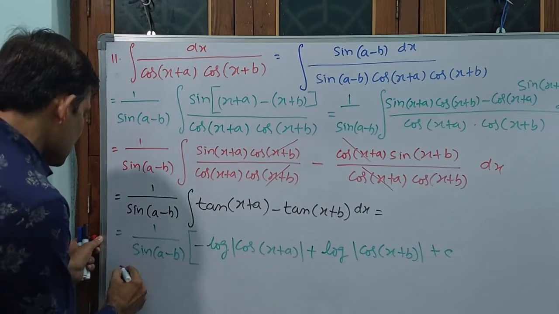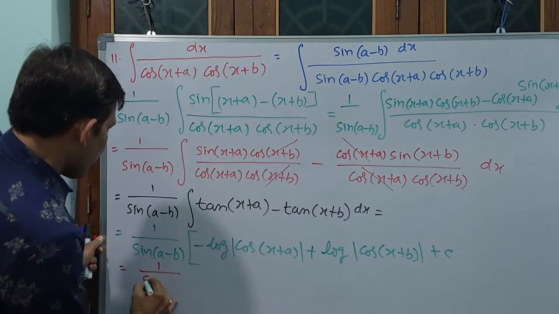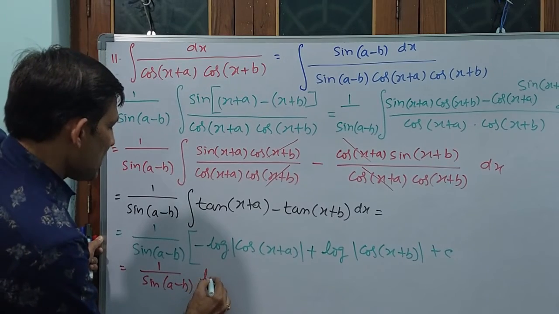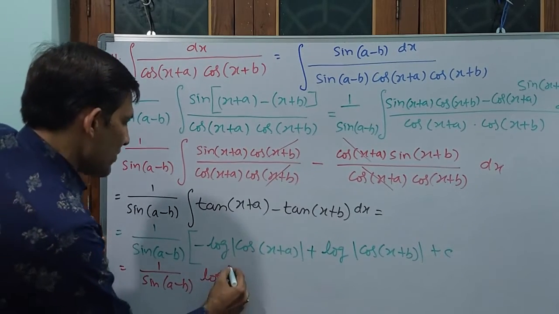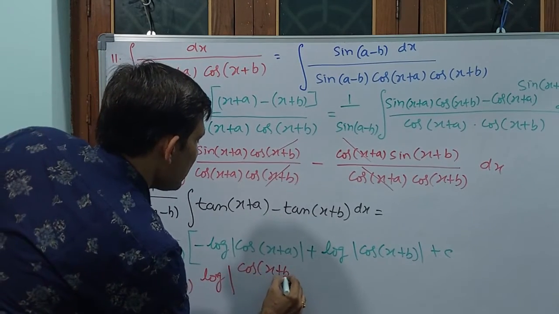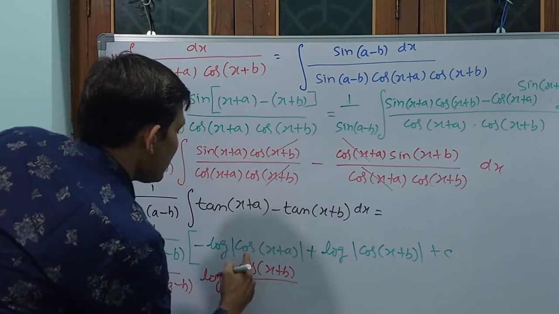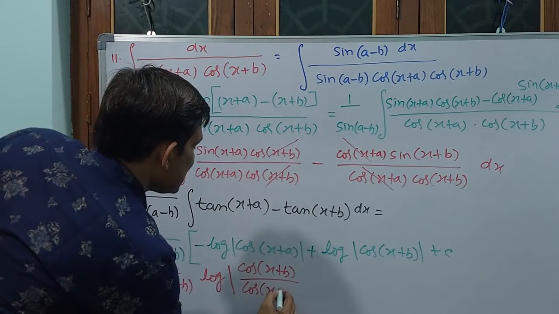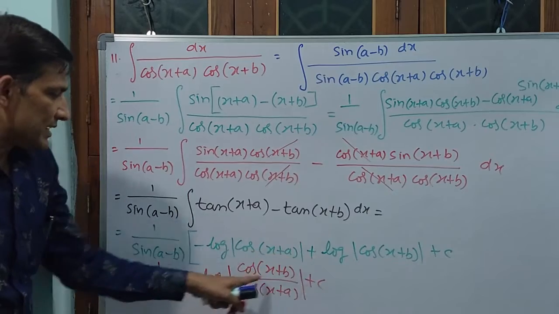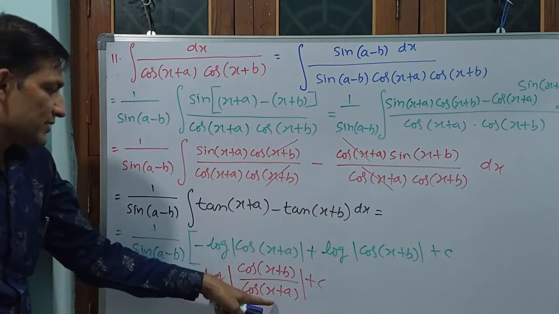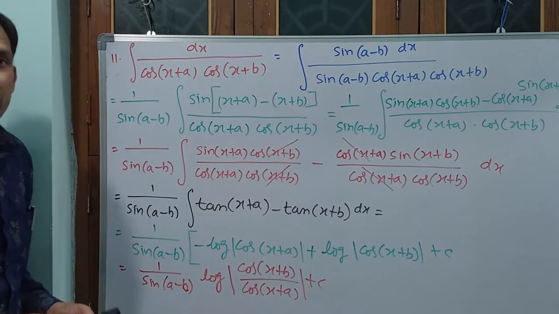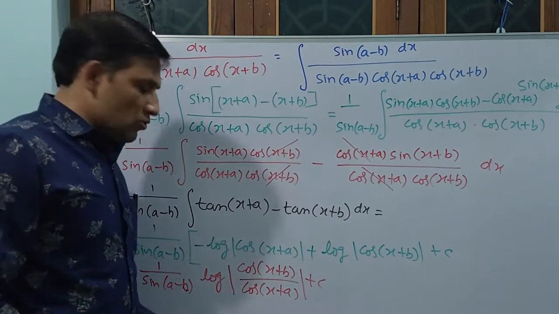You see that is equal to 1 by sin(a minus b) into log of modulus cos(x+b) divided by cos(x+a) modulus close, plus c. Why? Because this is plus, that is why numerator, this is minus, that is why this is in denominator. This will be your final answer for your question number 11. Take this, we will go for 12th question.